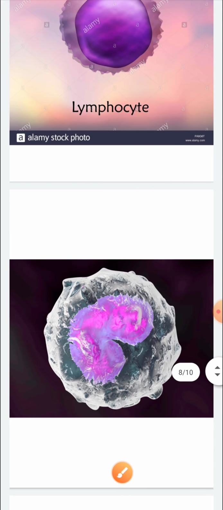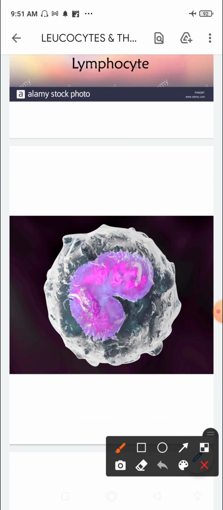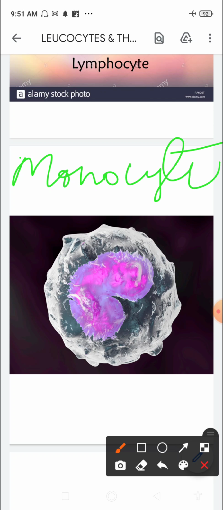And the second agranular WBC are the monocytes. You can see the structure of the monocyte. They are the largest corpuscle, up to 20 μm in diameter. So, monocytes are the largest. And if you look at the nucleus in the monocyte, it is kidney shaped.